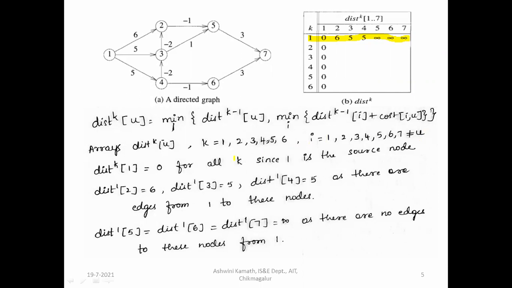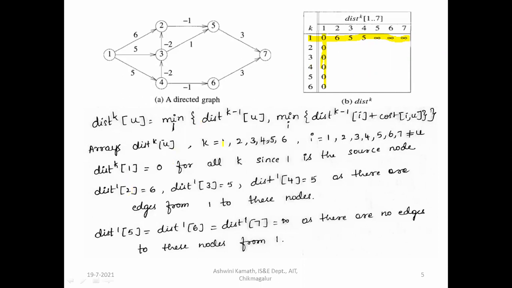Then let us write the values. Distance of k1 is equal to 0. This value is equal to 0. The first column in the table is 0 for all values of k, because 1 is the source node. I don't want 1 to 1 via 1, 2, 3, 4, 5, 6, because that is the source node. Source to source node is not required. Then distance of 1, 2 is equal to 6.